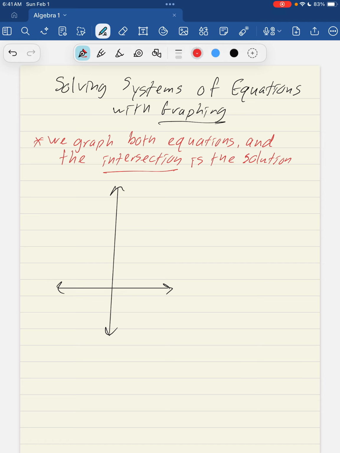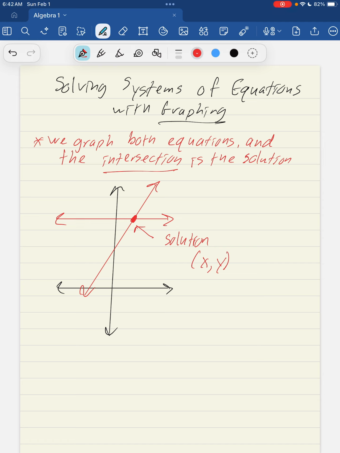So for example, if I had one graph that looks something like that, and another graph that looked something like this, well, the answer would be right there. That intersection point as a coordinate would be your solution. And remember, the solution would be written as an xy coordinate, okay? What you're really doing here is trying to find out, where do these lines cross? And that's what systems of equations are asking for. And with graphing, that's exactly what you're doing, okay?